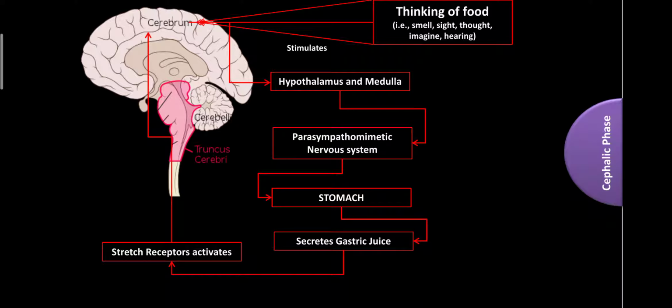This phase is activated only when you are thinking about the food; you are not really taking or eating the food, you only imagine it. For example, food being made at home, or getting the smell, where we cannot take the food, but just thinking about the food we feel hungry. That is due to activation of the cephalic phase.